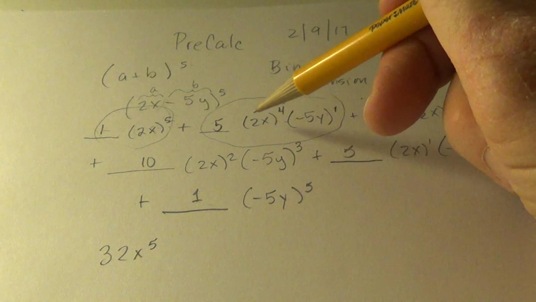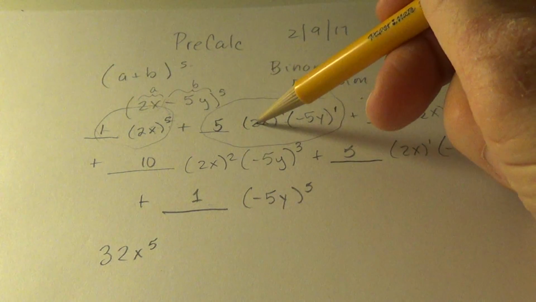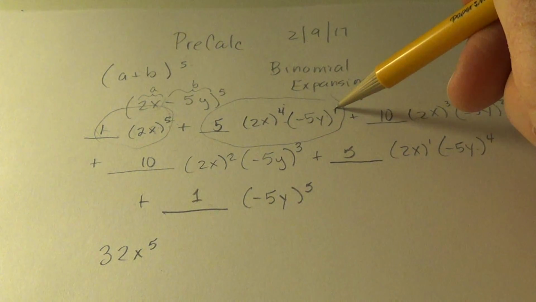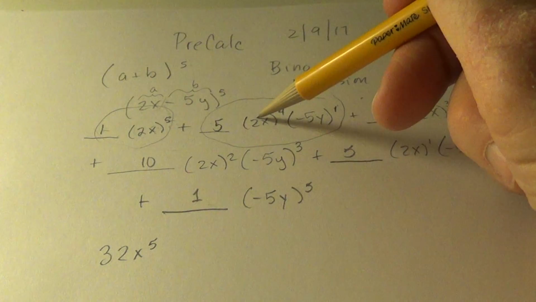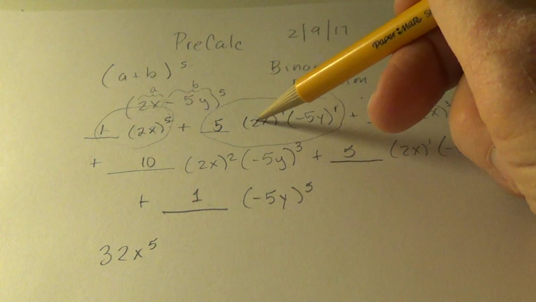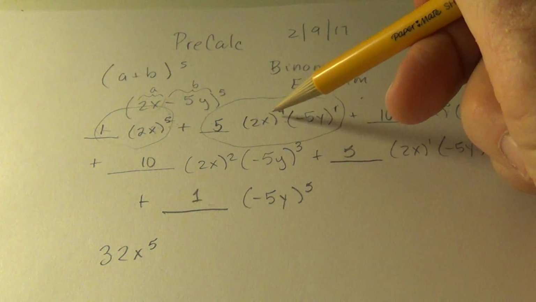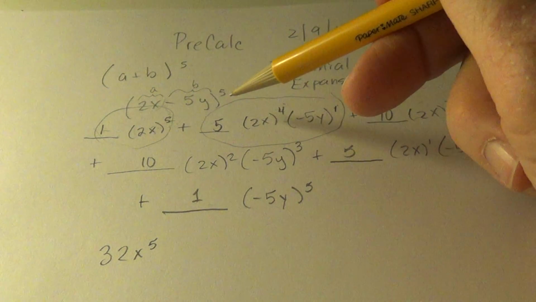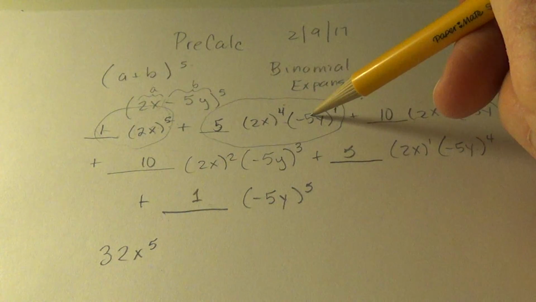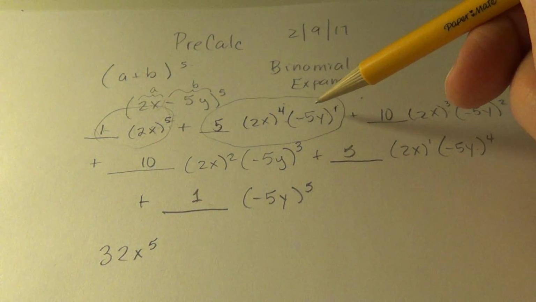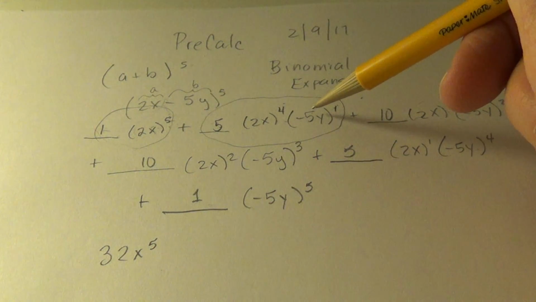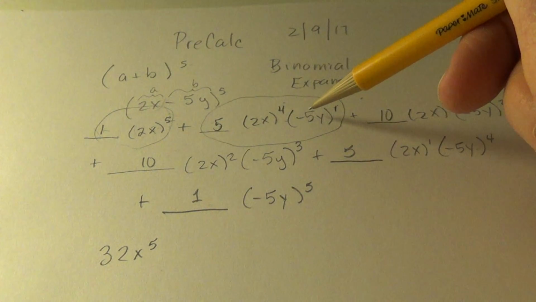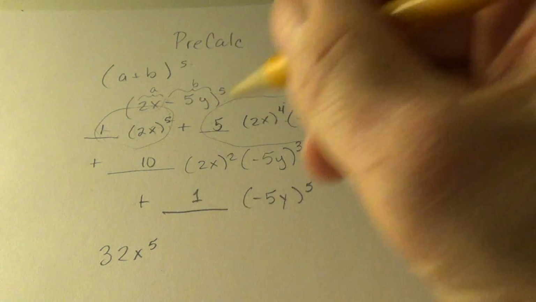All right, here I have a 5 and a 2 raised to the 4 and a minus 5 raised to the 1. So multiplying all that together, 2 times 2 is 4, times 2 is 8, times 2 is 16. So 2 to the 4 is 16, and 5 times minus 5 is a minus 25. Minus 25 times 16 is, I think it's 400.